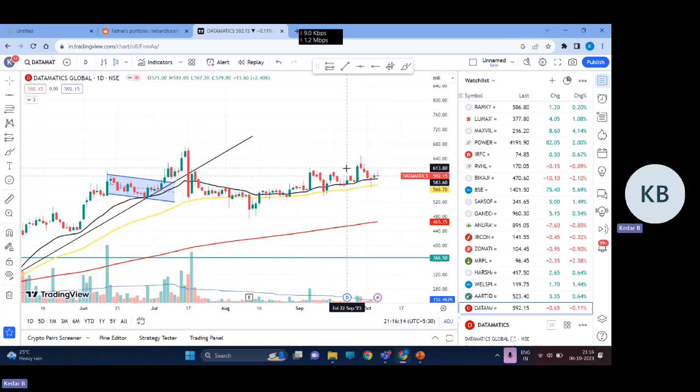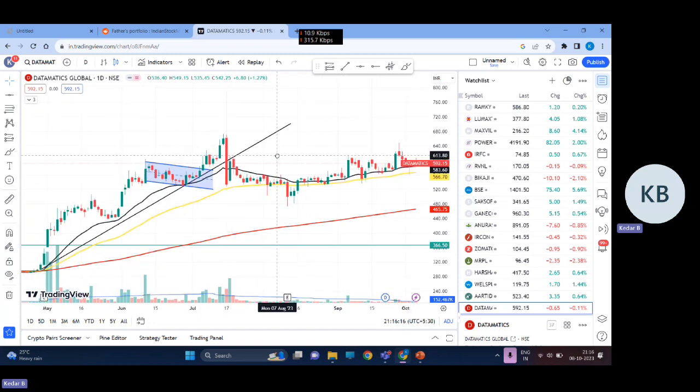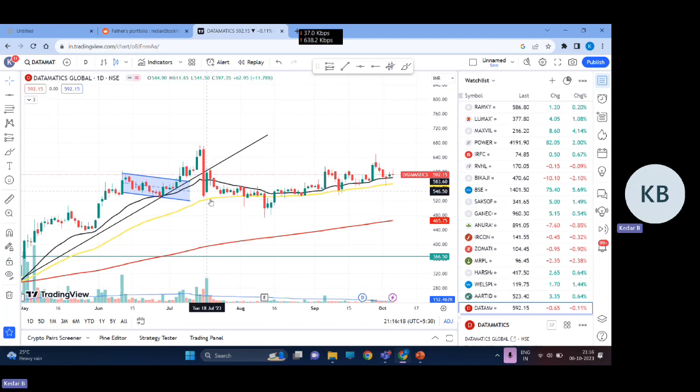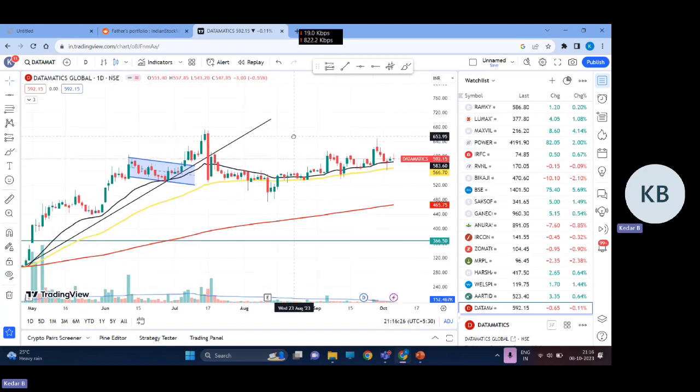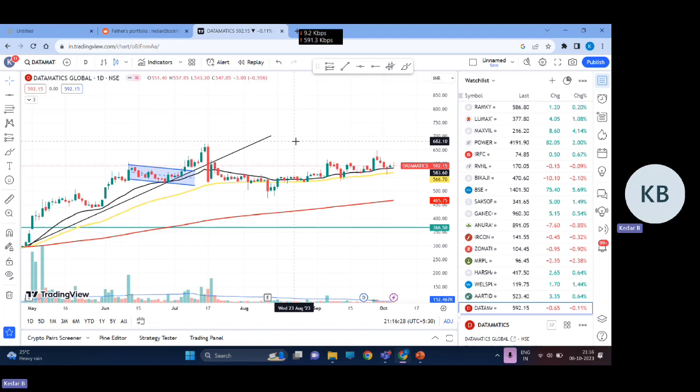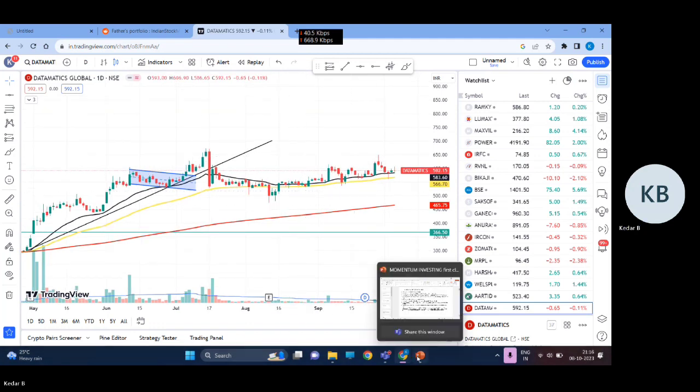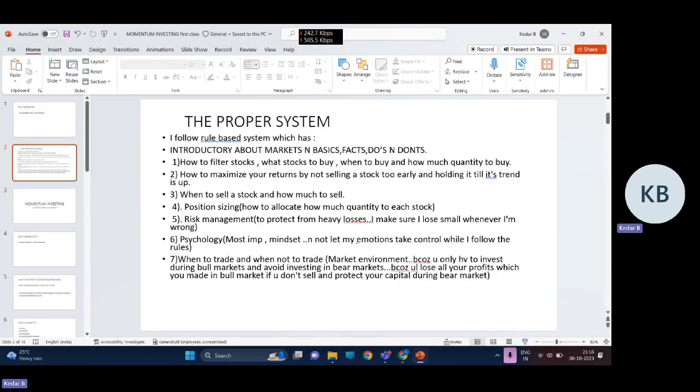So this is why having proper rules is very important. If it had formed a base here and given me a breakout, I would have considered buying it again. You can always do that. I've done it in Mazagon Dock, I've done it in Cochin Shipyard. So having that psychology is most important. You should not let your emotions like fear or FOMO get into that.